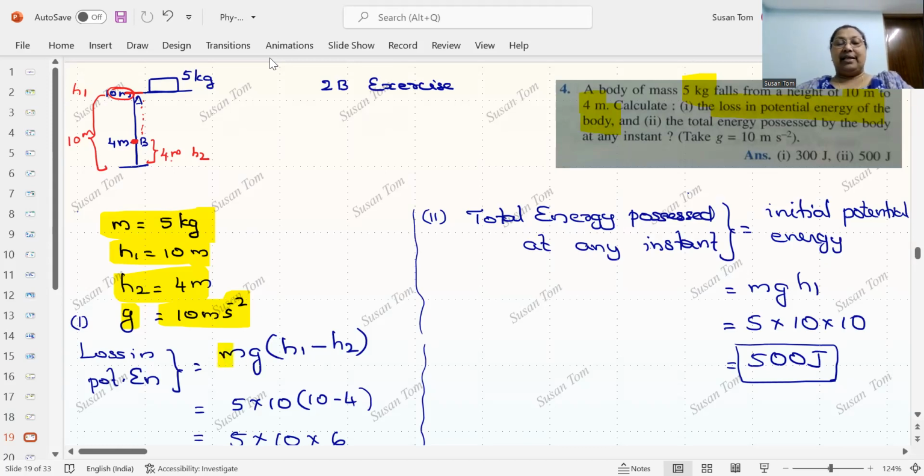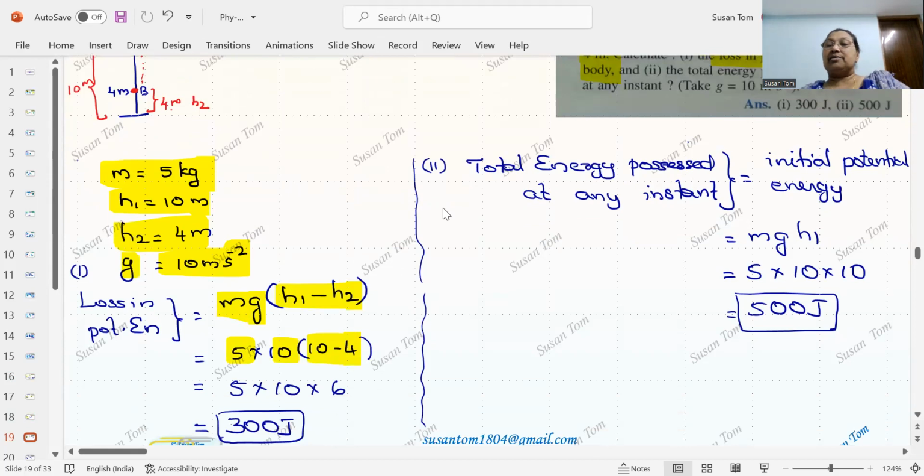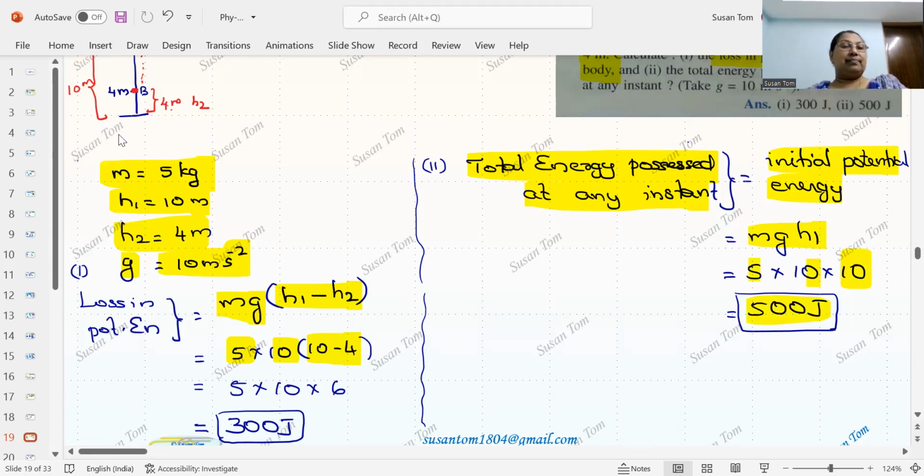So the equation is mgh1 minus mgh2, which is mg into h1 minus h2. 5 into 10 into 10 minus 4, which is 6. On solving, you get 300 joules. Second part is the total energy possessed at any instant. What is the total energy possessed? It will be equal to the initial potential energy. So mgh1, where 10 is the height. m into g into 10 height, that is 500 joules.